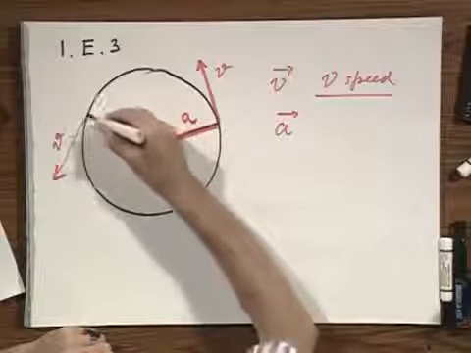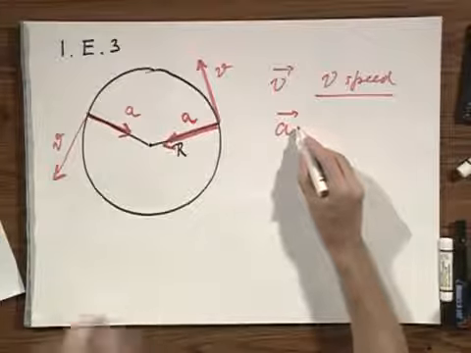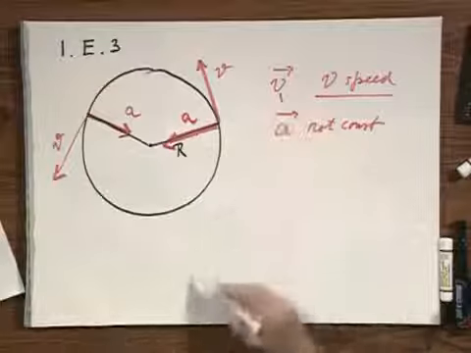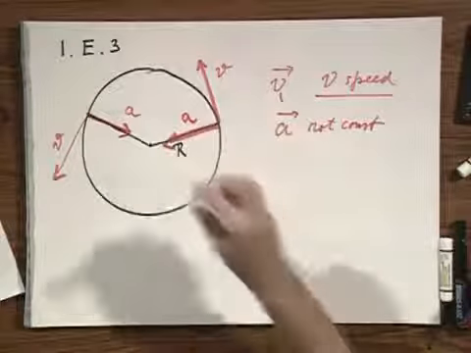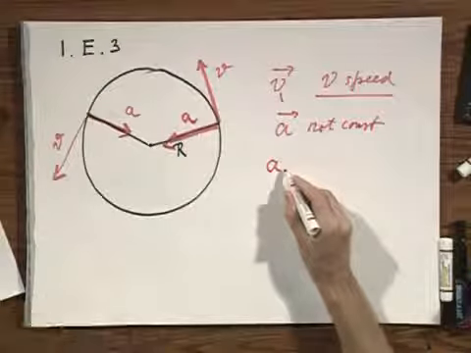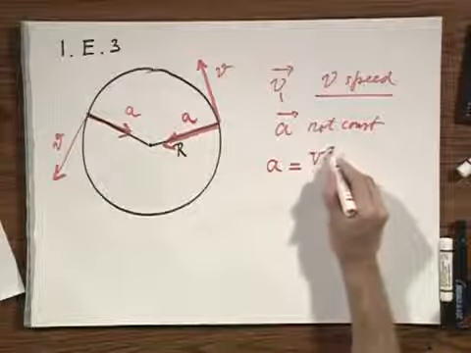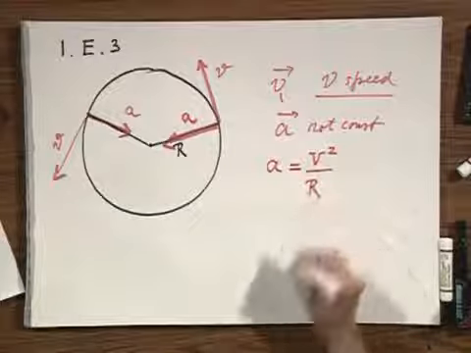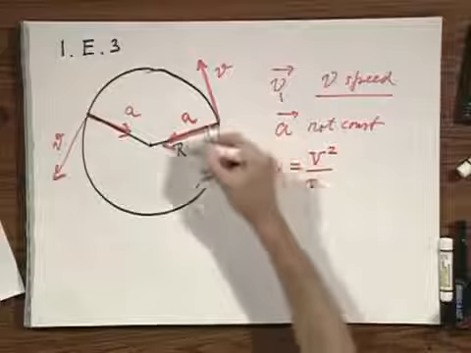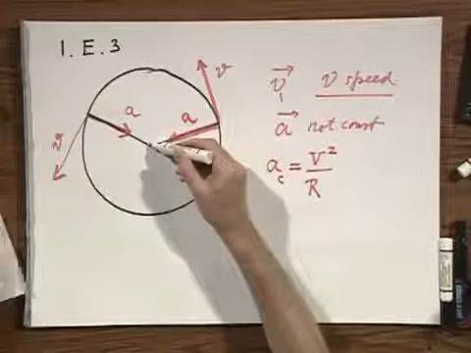It's therefore also changing. A itself is not constant, and v is not constant. A is pointing in this direction, and A is pointing here. The magnitude of the acceleration is constant. And that, I will give you without proof, is v squared divided by r. Sometimes you see a little c here, which indicates centripetal. It's pointing towards the center of the circle.